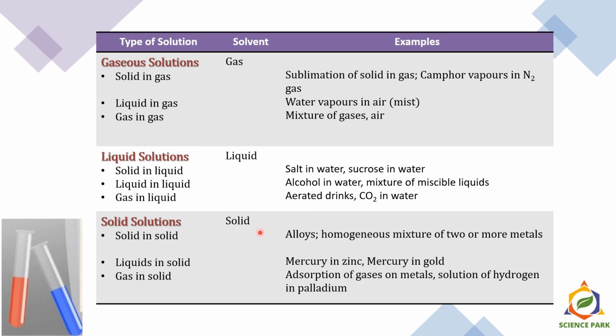Let's see about solids. Solid in solid are all the alloys, homogeneous mixtures of two or more metals. Liquid in solid: mercury in zinc, mercury in gold. Now mercury is a metal which is in a liquid state at room temperature, so these can be wonderful examples of liquid in solid type of solution. Now let's see gas in solid. Adsorption of gases on metals, solution of hydrogen in palladium are all gas in solid type of solutions.